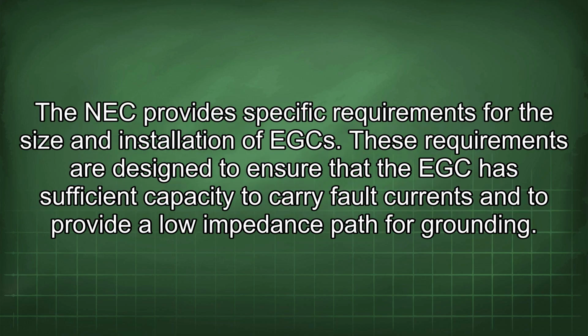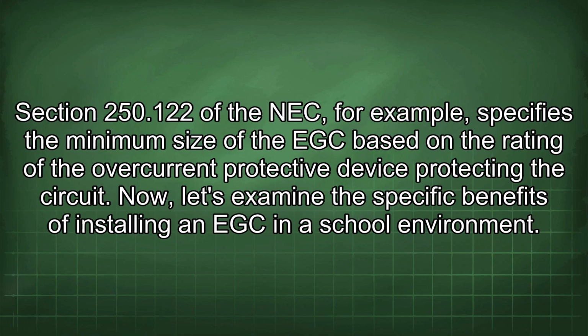The NEC provides specific requirements for the size and installation of EGC. These requirements are designed to ensure that the EGC has sufficient capacity to carry fault currents and to provide a low impedance path for grounding. Section 250.122 of the NEC, for example, specifies the minimum size of the EGC based on the rating of the overcurrent protective device protecting the circuit.